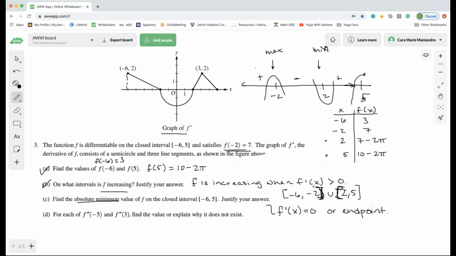So your choices are here and here, right? Which one's smaller? Seven minus 2 pi is smaller than 10 minus 2 pi. So you can say that f of 2 is 7 minus 2 pi. Note that they asked you for the minimum value, so you needed to give the y value, not the x value. And then your justification is that the derivative is 0, and you plugged in the values and you saw that it was the absolute minimum.